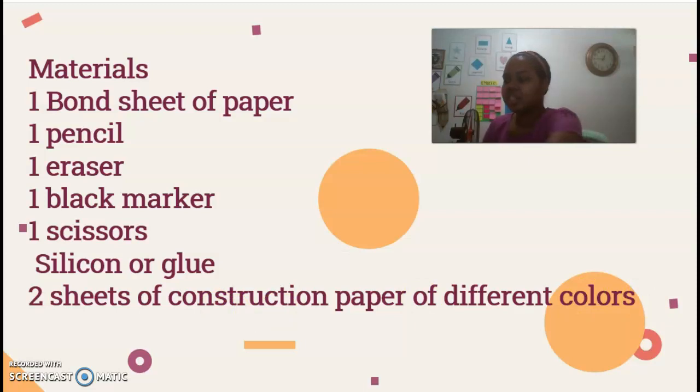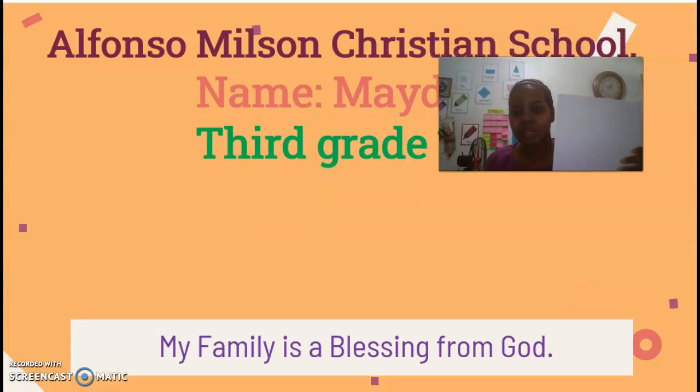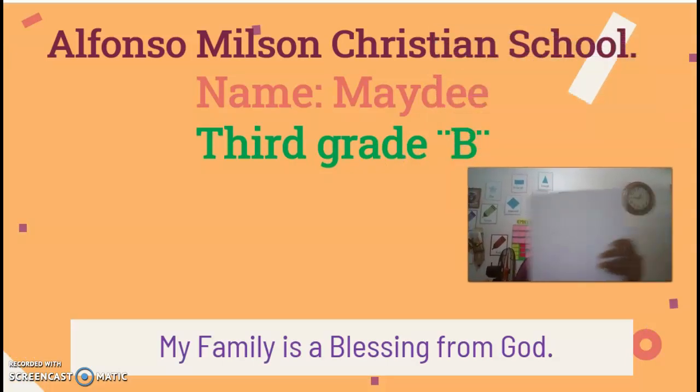First, in the bond sheet of paper, what you're going to do is something very easy. You are going to write the name of our school. Here, in this part, you're going to write Alfonso Milson Christian School, and then your name, not mine, your name, here in the middle. After you write your name, you are going to write 3rd grade B, just that.